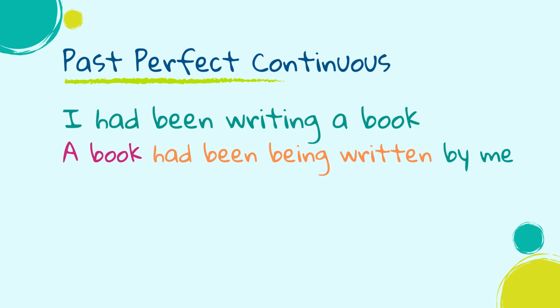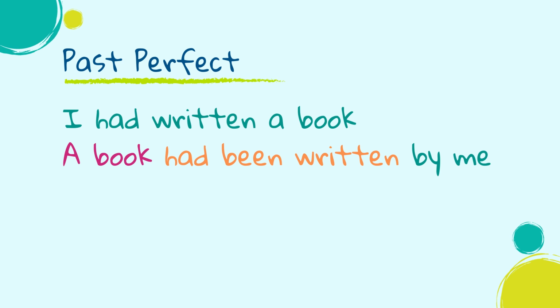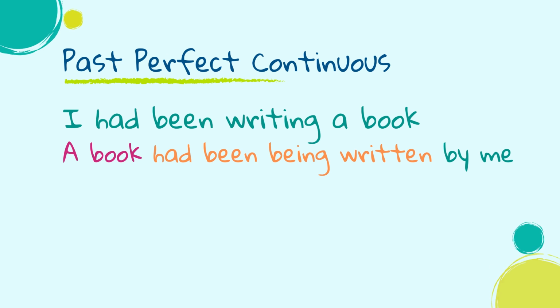To change that into passive, the object a book is positioned at the beginning and then followed by the auxiliary had, and then the combination of passive, that is be and verb 3, written. But here this is not just been written like what we had in past perfect, had been written. There is an addition, being, because we have a continuous meaning here. Writing is continuous. We have ing, and that's why we want to keep the continuous value by putting being here between been and written. So it becomes a book had been being written by me. Alright, we have come to the end of the past section. Next, we are going to continue on the future.